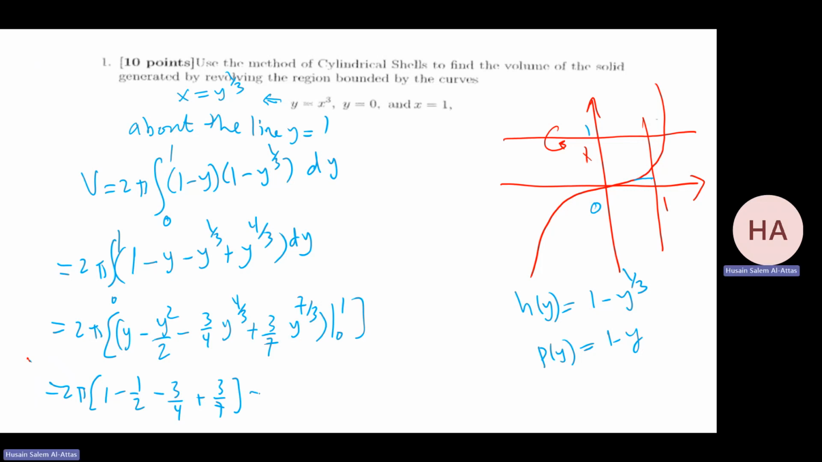That I can make over 28. That gives me 28 minus 14 minus 21 plus 12 over 28. And that gives me 7 minus 2, that will be 5. So I have 10 pi over 28, which will give me 5 pi over 14. That will be the answer.